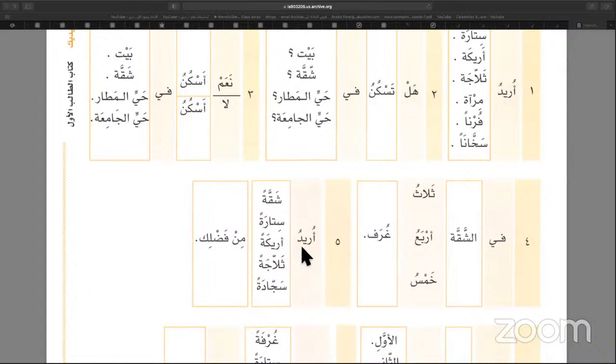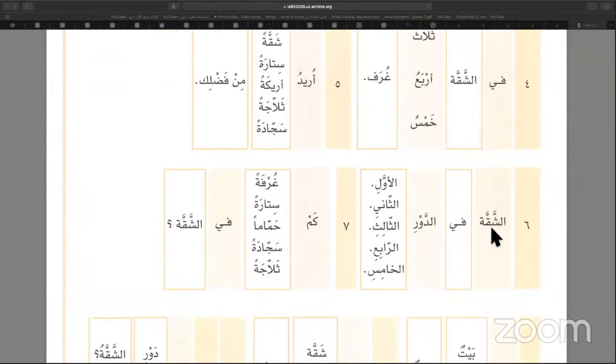أريد ثلاجة من فضلك. I want a refrigerator, please. أريد سخانة من فضلك. Which one? سجادة. سجادة من فضلك. I want a rug. A rug, yes. Oh, I want a rug, please. All right. Super. Okay, how about this guy over here?